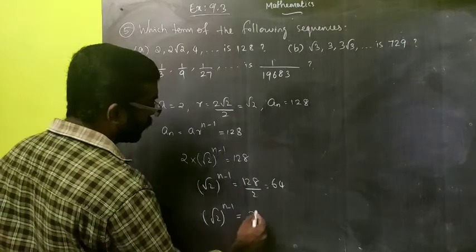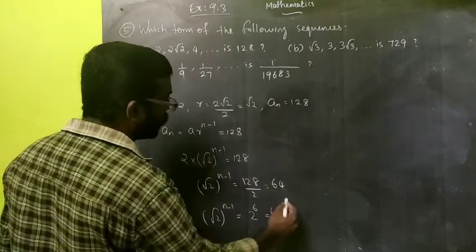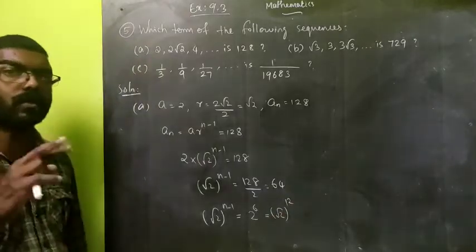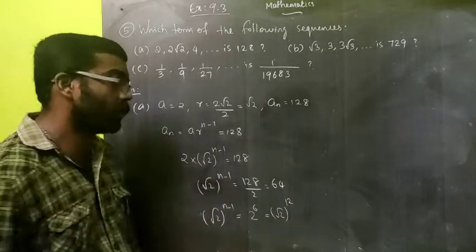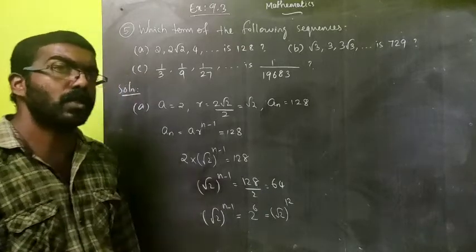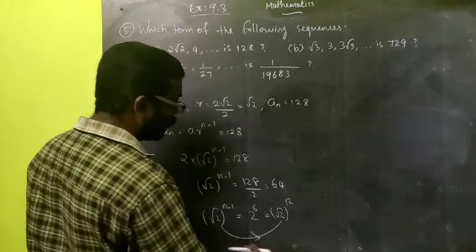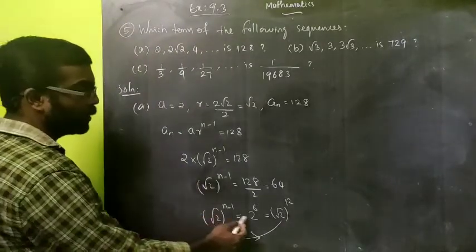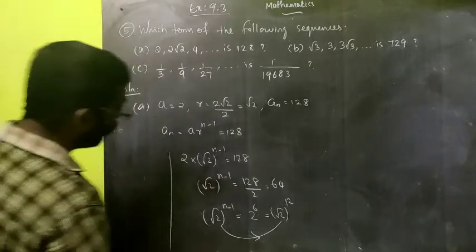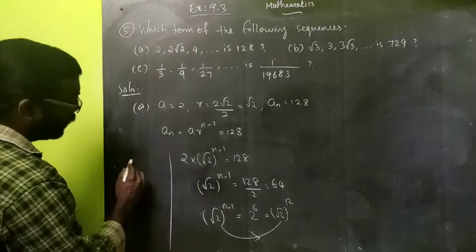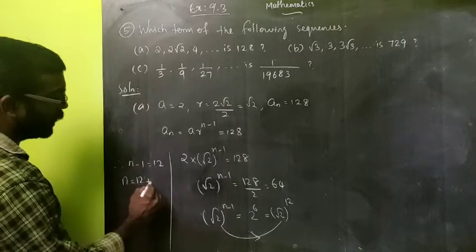We can write 2 power 6, which is equal to root 2 raised to 12. We know 2 can be written as root 2 into root 2. So 2 raised to 6 can be rewritten as root 2 power 12. Now we can combine these two steps. Here root 2 raised to n minus 1 is equal to root 2 raised to 12. So the power must be same. Therefore n minus 1 is equal to 12, which gives n is equal to 13.